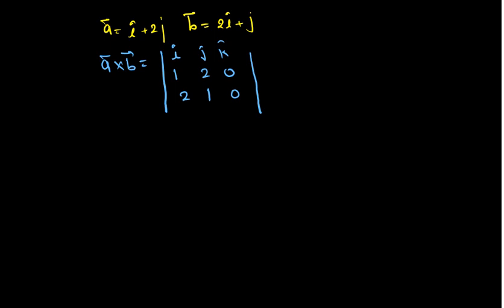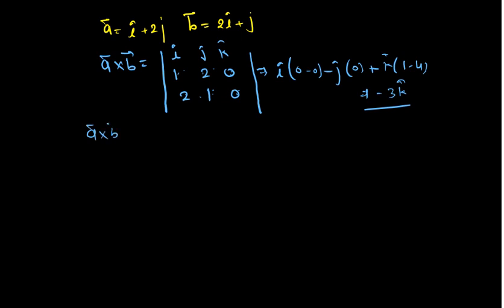If you solve this determinant, for i it will be 2 multiplied by 0 minus 1 multiplied by 0, so 0 minus 0. Minus of j, it will be 1 multiplied by 0 minus 2 multiplied by 0, again 0. Plus k, 1 multiplied by 1 minus 2 multiplied by 2, so 1 minus 4, which gives minus 3k only. Minus 3k vector.